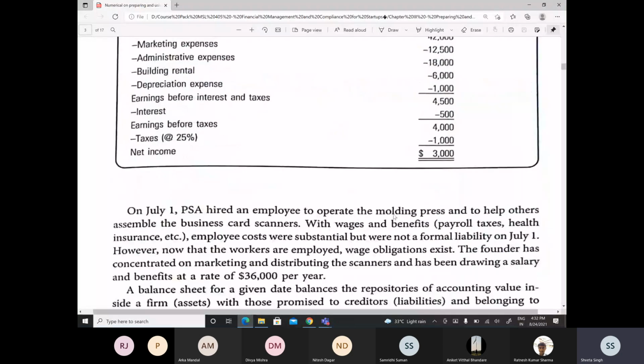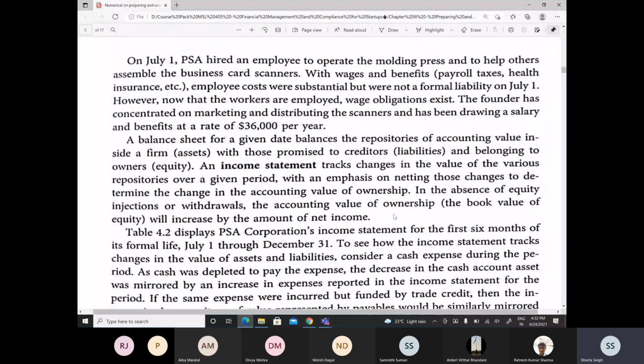Now, on 1st of July, this was on 30th of June. On 1st of July, PSA hired an employee to operate the molding press and to help others assemble the business card scanners. With wages and benefits, that is payroll taxes, health insurance, etc., employee costs were substantial but were not a formal liability on 1st of July. However, now that the workers are employed, wage obligations exist. The founder has concentrated on marketing and distributing the scanners and has been drawing a salary and benefit at a rate of $36,000 per year.